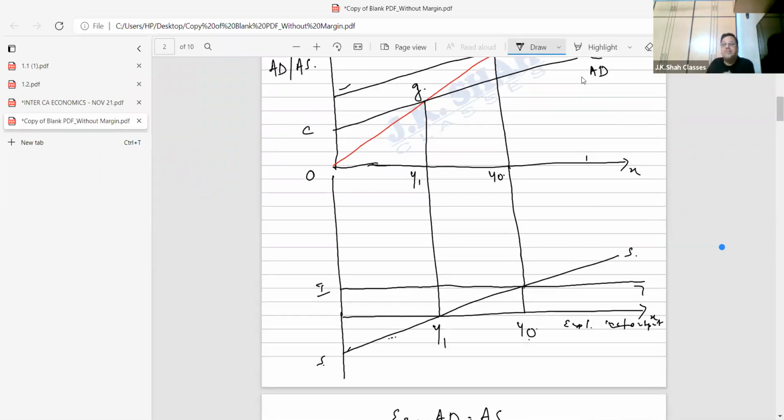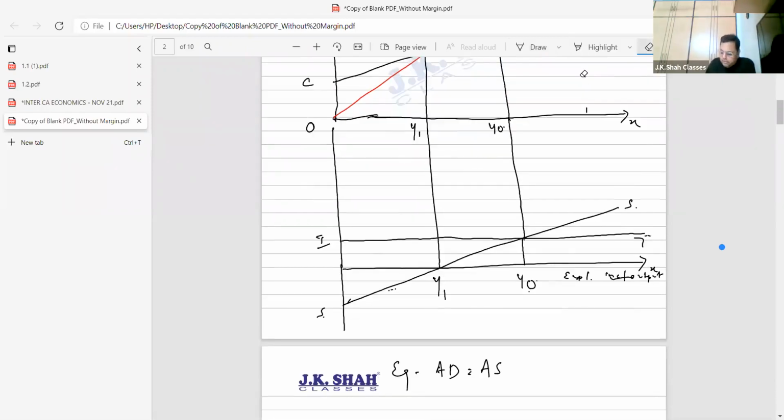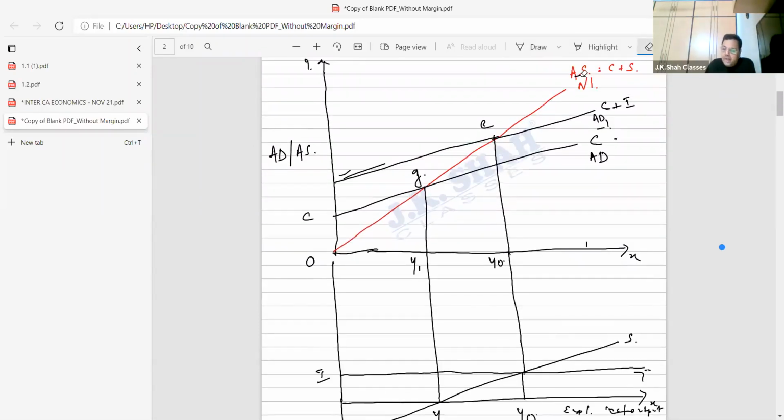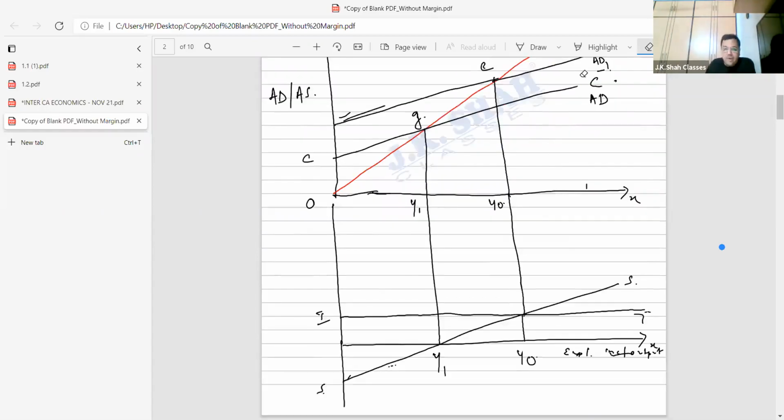So we made investments. Investments may be shown here like this, and by this particular gap I make investments here. So I say AD should be equal to AS. Now imagine the new aggregate demand curve is C plus I. It is intersecting here at point T, corresponding to Y0 level of income.